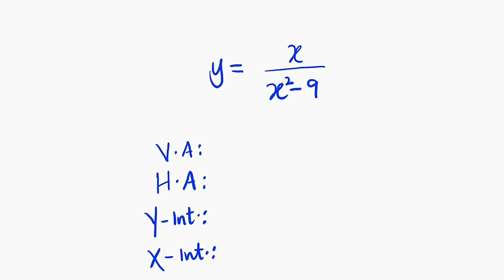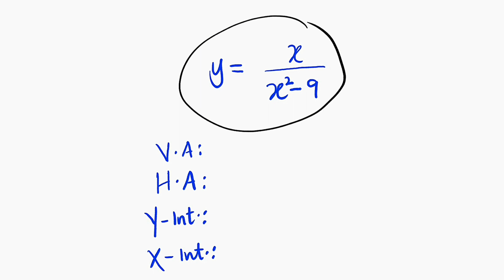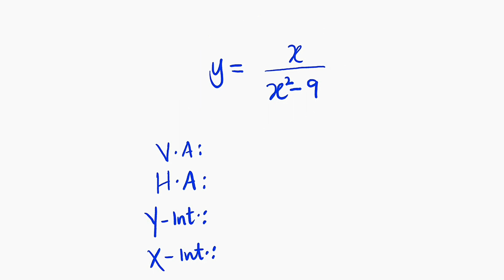Hello, good day viewers. Still on how to graph rational functions. Sometimes a rational function may contain more than one vertical asymptote, and that is what we are going to consider in this tutorial. We have our function y equal to x divided by x squared minus 9, and we want to see the behavior of the graph of this function.